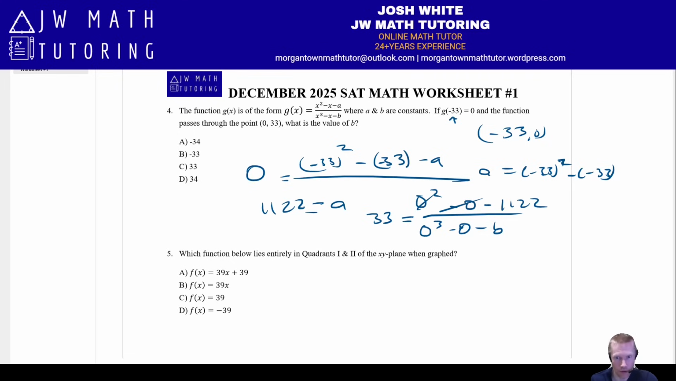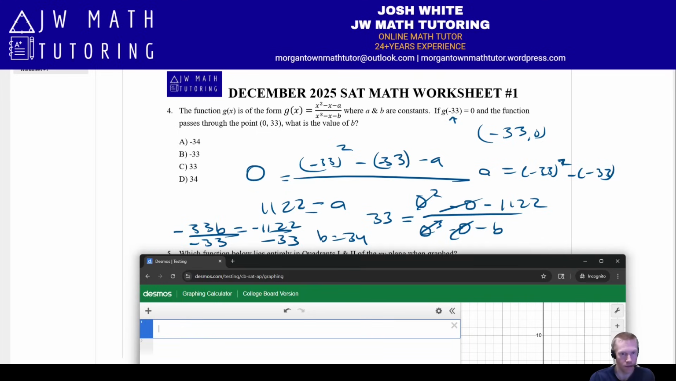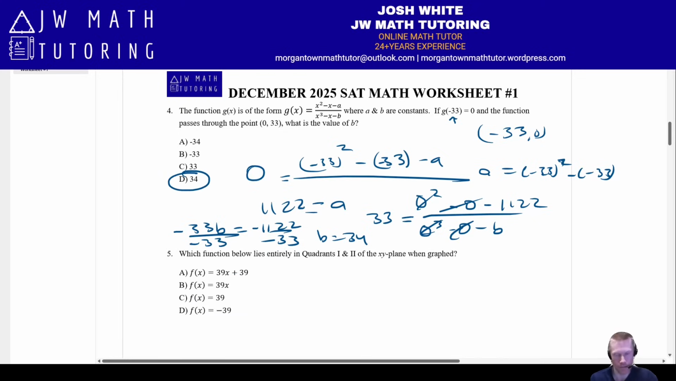So notice these zeros all drop out. So we get negative 33b equals negative 1122. I believe b should be equal to 34. Let's just double check though. Okay, negative 1122 divided by negative 33. Yep, positive 34. So what is the value of b? It is 34. Correct answer is letter D.